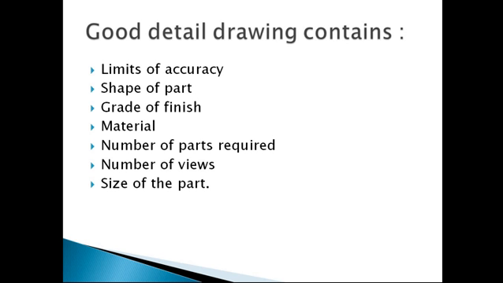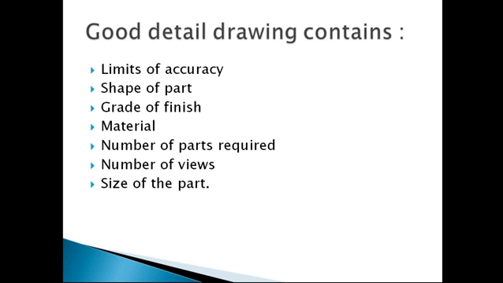Because every machine can perform certain operations, and every operation has its own capacity. The lathe machine has its own capacity for accuracy, the CNC machine has a different capacity, the milling machine is different, and the grinding machine has a different capability to produce that component. That's why the limit of accuracy must be defined and included on a drawing.